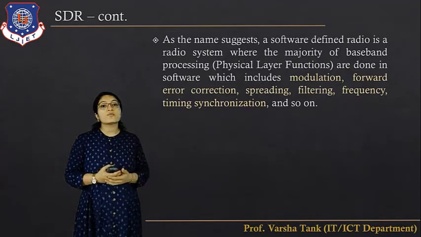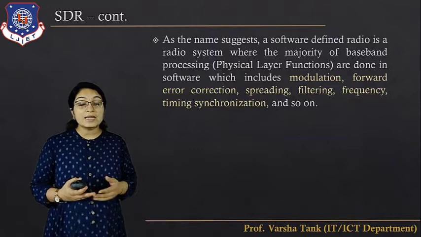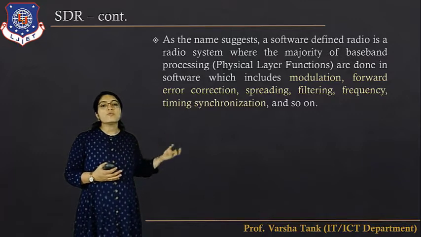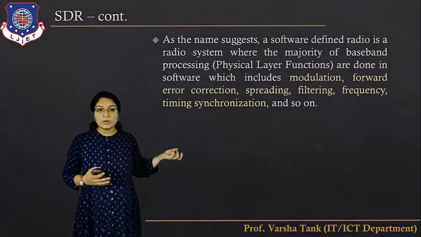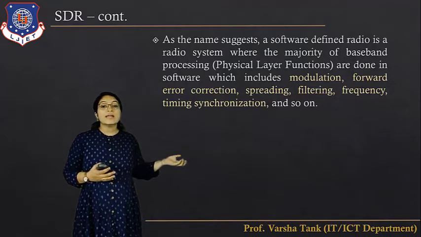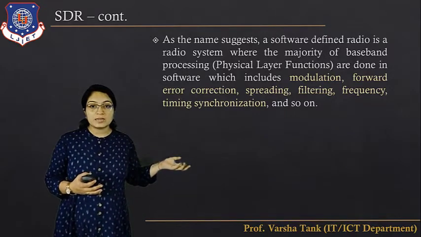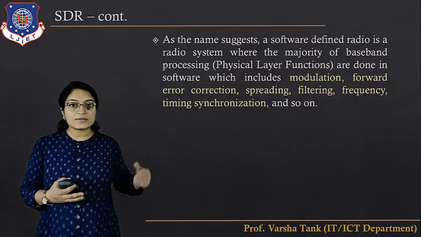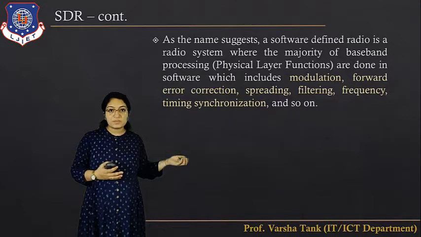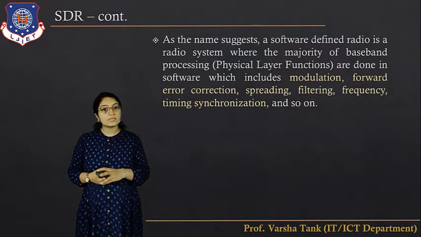is done in the software. What does it include? It includes modulation, forward error correction, spreading, filtering, frequency and time synchronization, and many more functionalities. You can use different modulation techniques. You can use forward error correction methods to correct the errors in the signals if there are any. Spreading of the signal: for the spreading of signals, we have learned many things, that is FHSS and DSSS. Filtering: you can use different types of filters, for example, a band pass filter. Frequency and time synchronization, and many more functionalities are available when you are using the software defined radio.